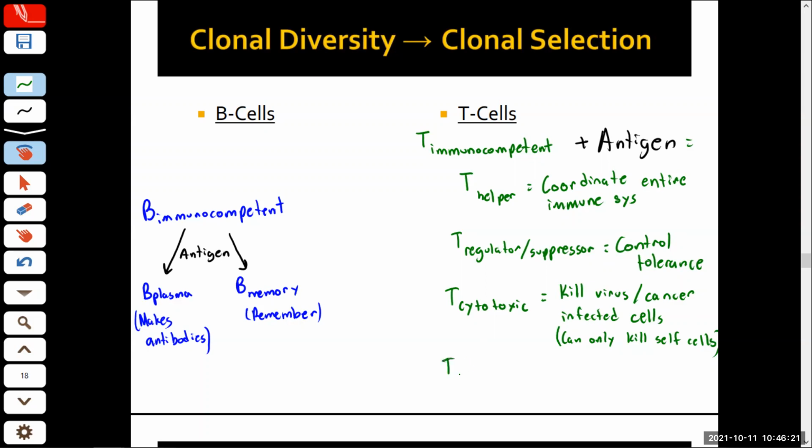Last one, T memory. 3 guesses. What does T memory do? Okay. So these are the different cells. This is what they do. There's going to be slides on it.